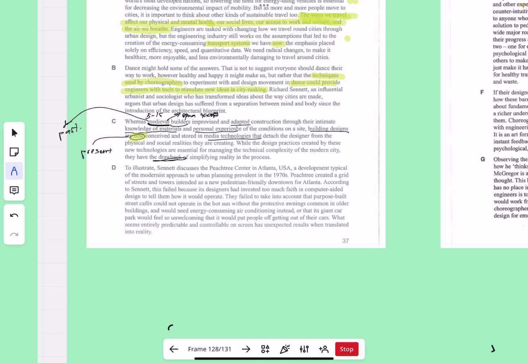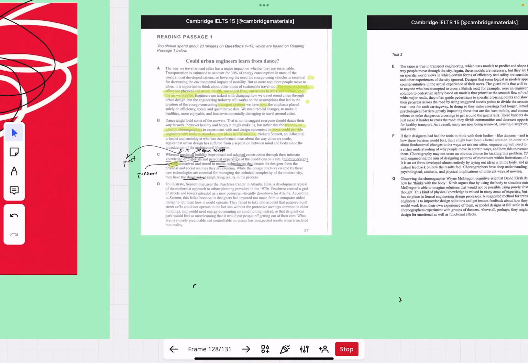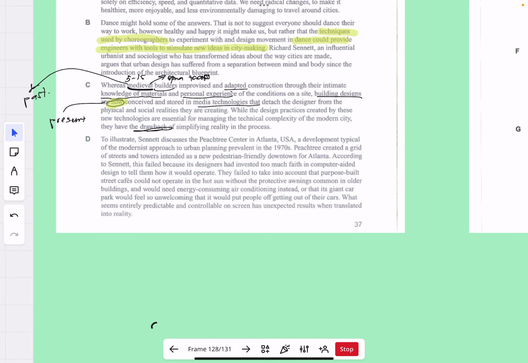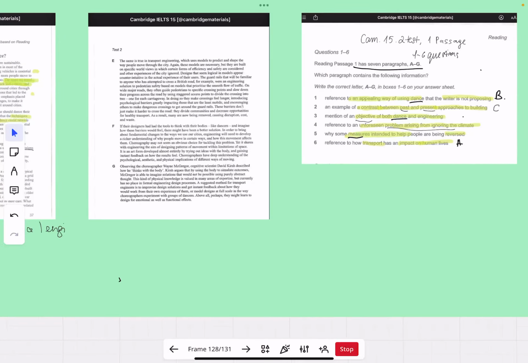So next one, we come here, right? D, to illustrate, Sennett discussed.